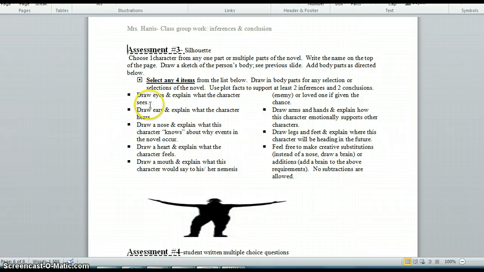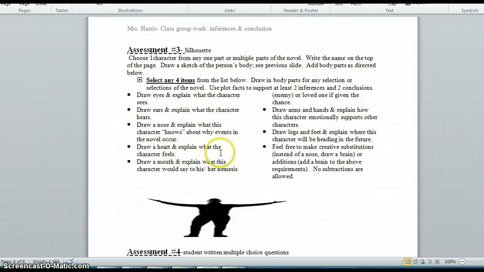And choose any 4. Here's a list. Draw eyes and explain what the character might see, inference. Draw ears and explain what the character hears. Draw a nose and explain what the character knows about why events occur in this chapter. Again, you should see that everything is either an inference or a conclusion.